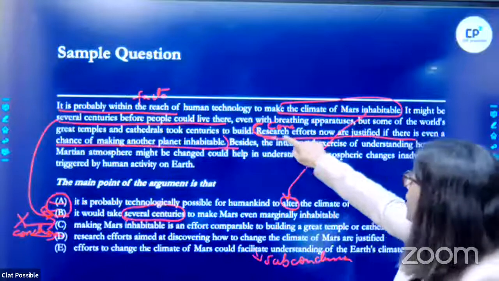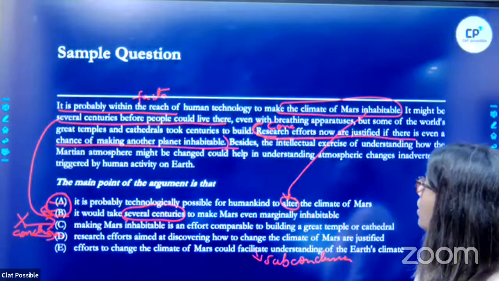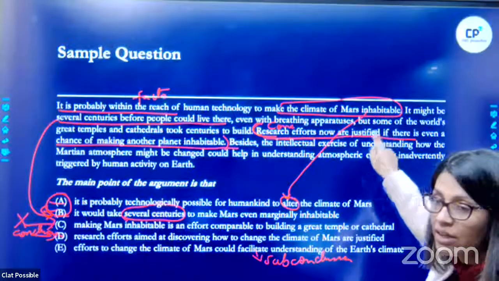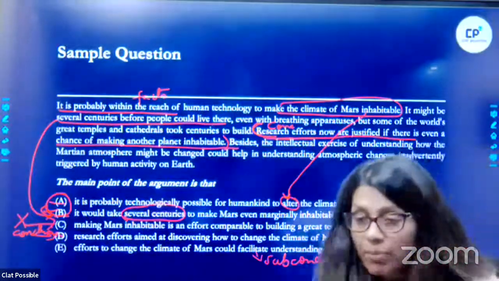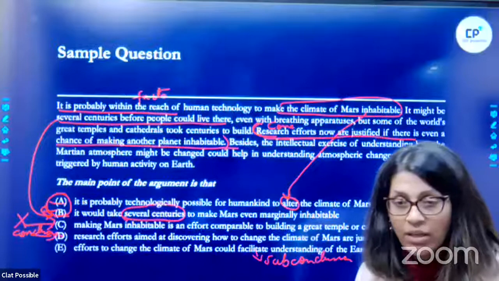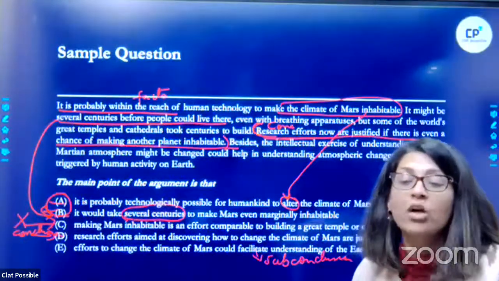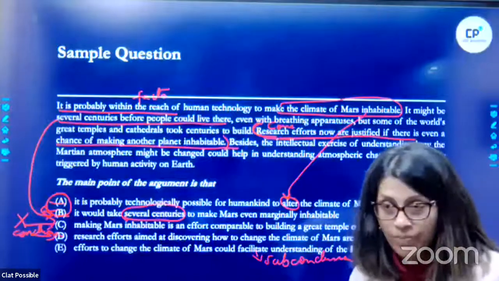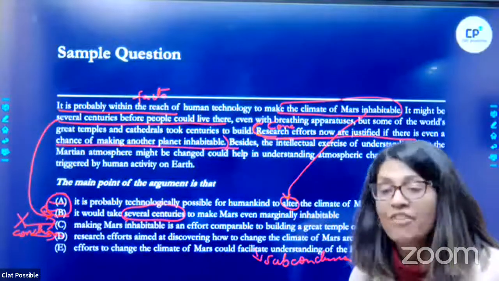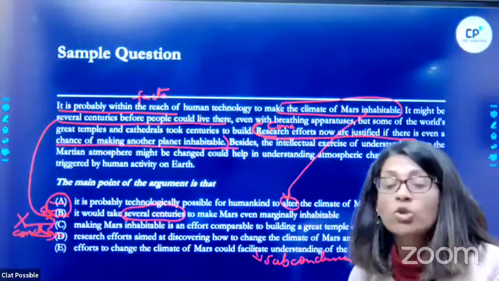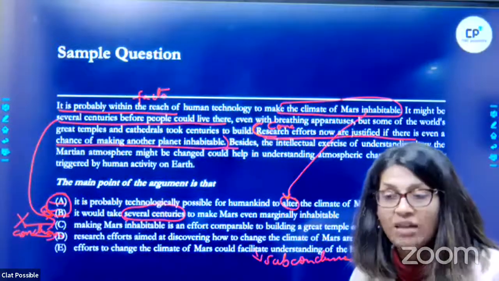A conclusion looks like this, are justified. So there is a class that we do in main point. Many of you may have already done it. In that class, we show you how to differentiate between conclusion and facts and sub-conclusion. Conclusion types are discussed with you in that class.